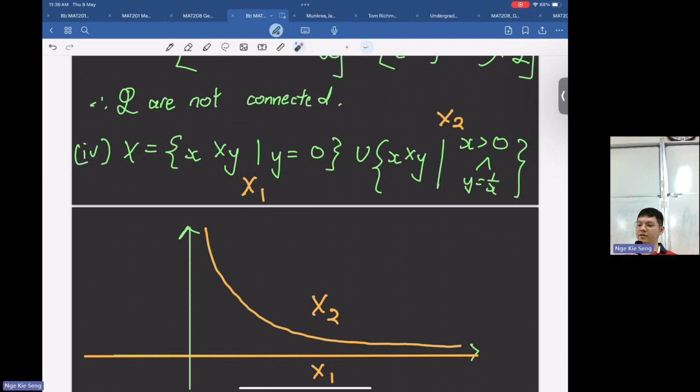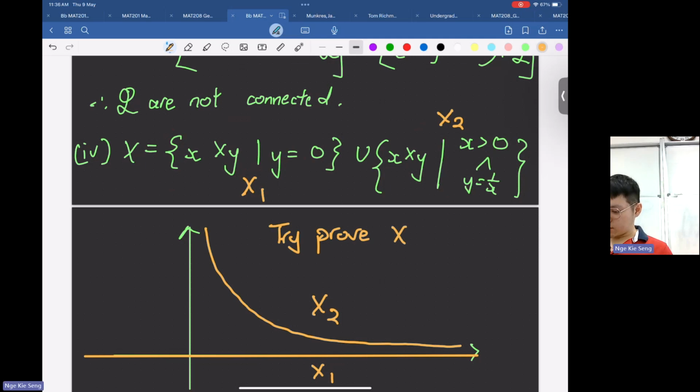If I'm not wrong, I think they are both closed already. You can try and prove it: x1 bar equals x1, x2 bar equals x2. Okay.